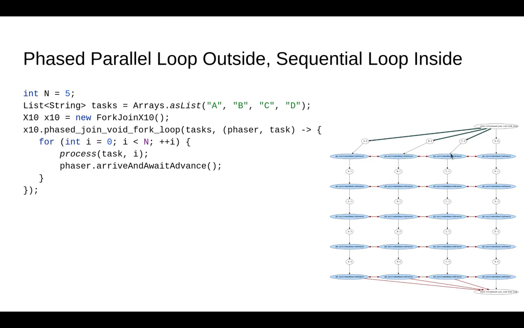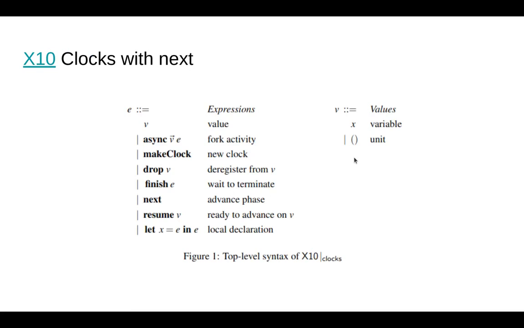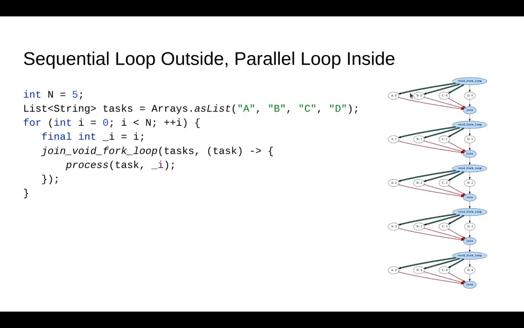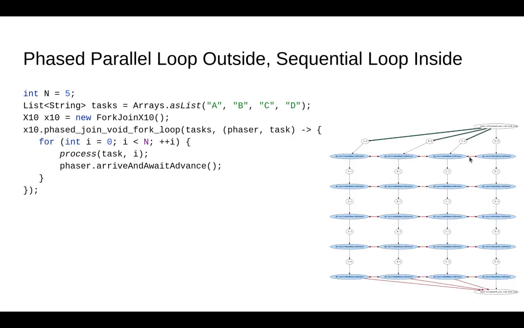that what this arrive and await advance is doing in this computation graph is, instead of the old one, which said, oh, start a fork loop, join them all, make them all complete, throw away all those tasks, come back, start a whole new join void fork loop, create a bunch of tasks, get them running on separate processors, join them, make them complete. Instead of all that overhead, it just puts in this node.